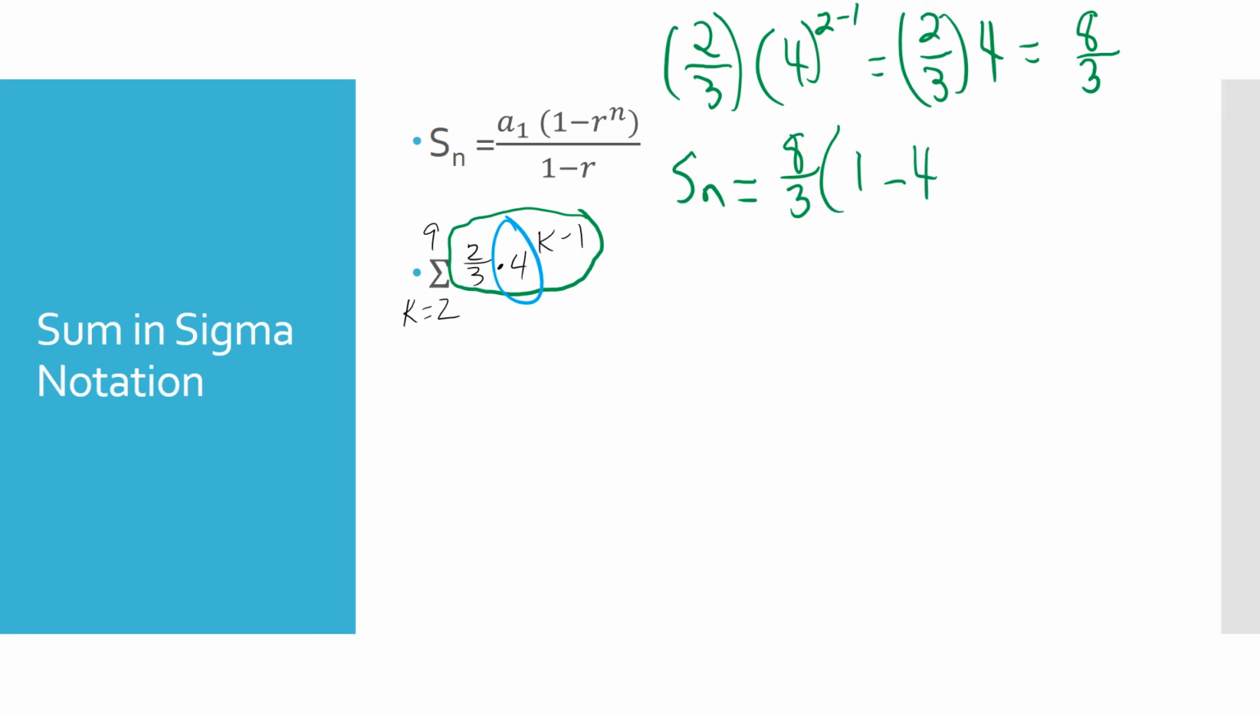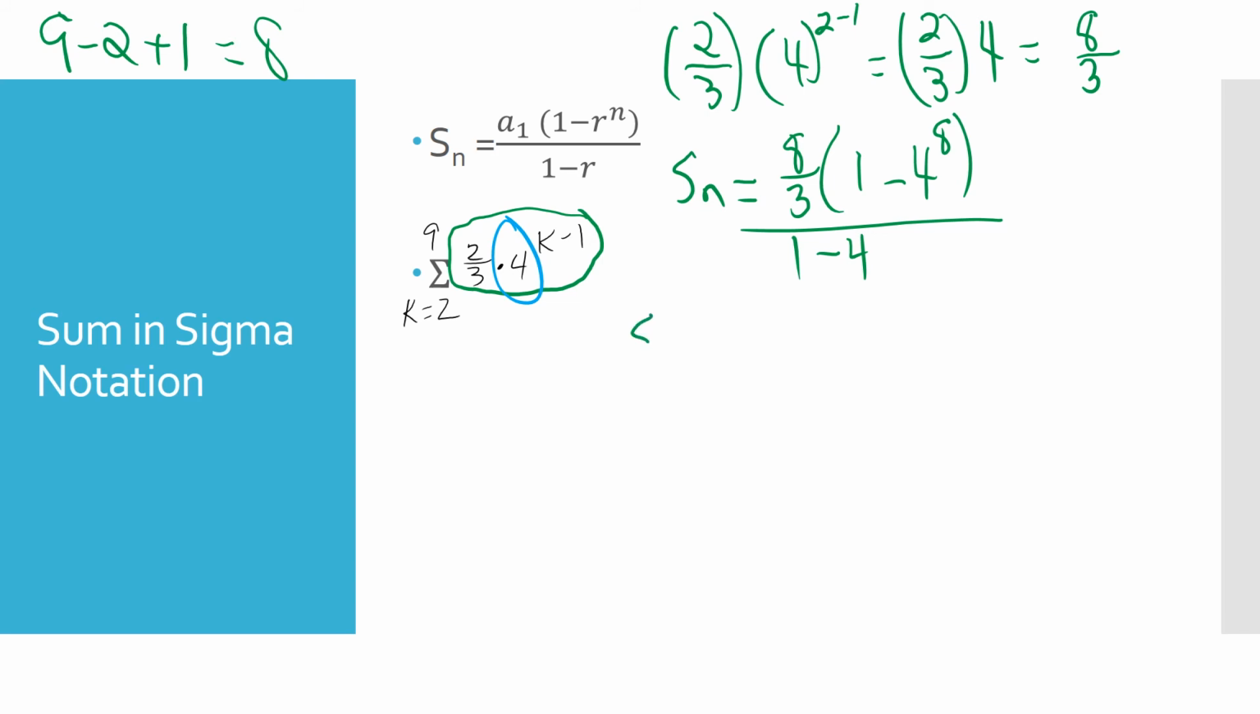and what are we going to use for n? Well, we got 9 minus 2 plus 1. We went over this in the last slide. So 9 less 2 is 7, plus 1 is 8. So we're going to raise 4 to the 8th power. And this is going to be over 1 minus 4, or negative 3.